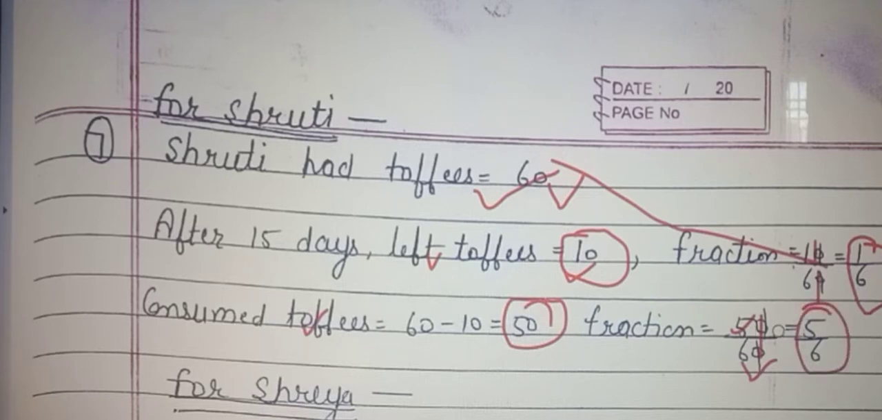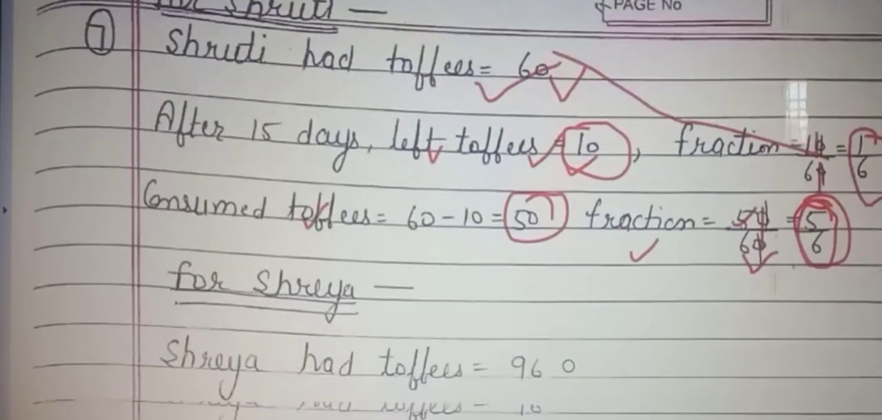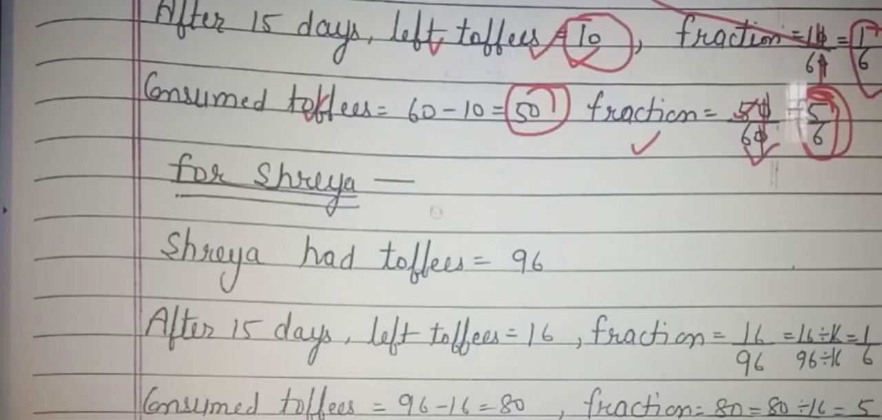Students, we can cancel out this 0 because we know that 10 is the HCF of both the numbers, that is 50 and 60. As 10 is the HCF, we will divide 50 and 60 by 10. So it gives us 5 upon 6. So in case of Shruti, we just got the fraction for left toffees as well as consumed toffees. Now we will find the same for Shreya also.